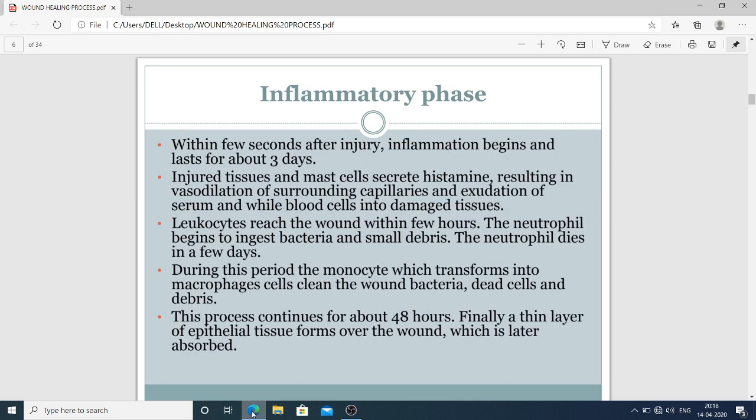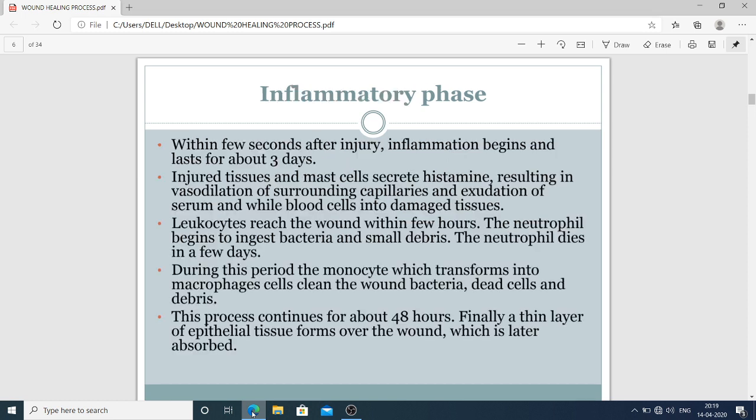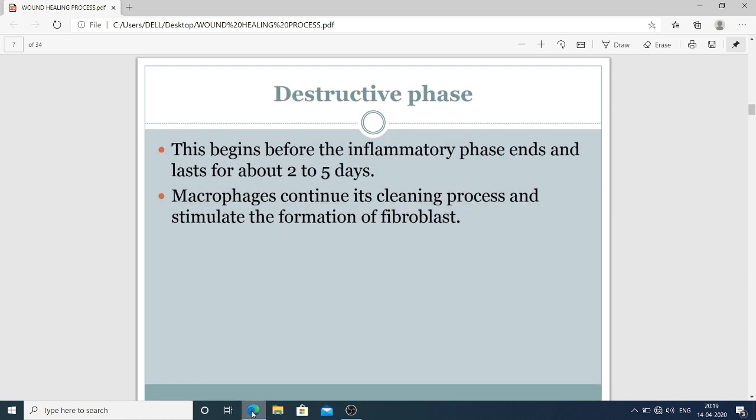The inflammatory phase lasts about 3 days, and the destructive phase starts on the second day. It extends up to the 5th day. This means the inflammatory phase is not completely covered before the destructive phase starts.